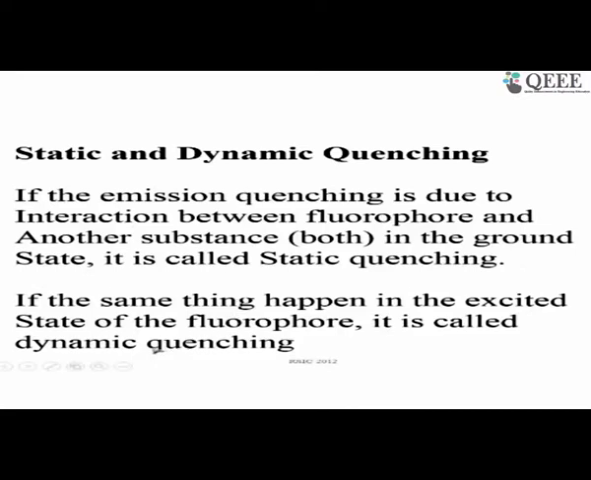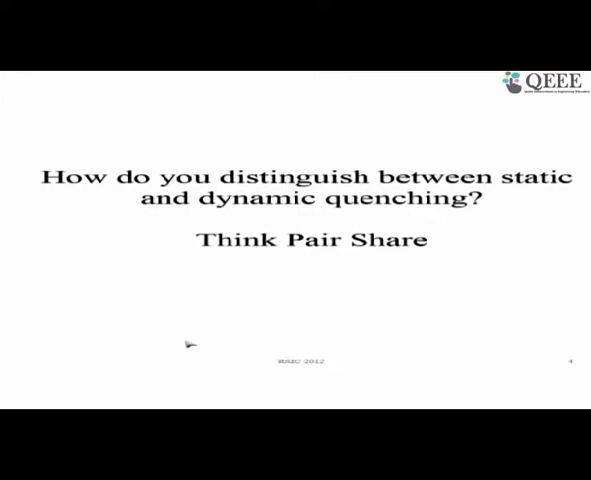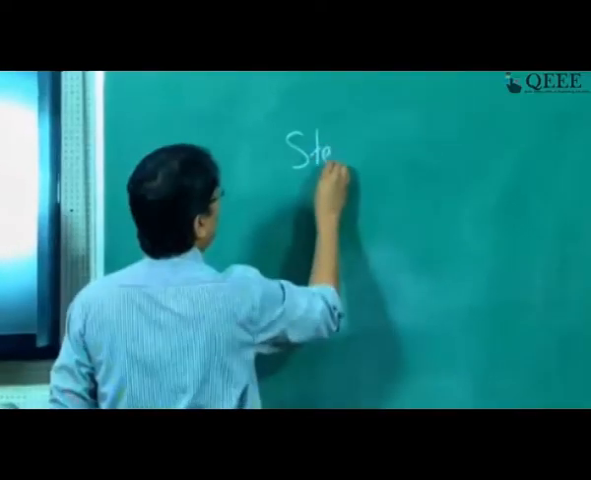And why is it dynamic? Because in most of these dynamic quenching cases, the quencher has to diffuse to the fluorophore. So there is a process of diffusion, that means movement. That's why it is called dynamic in nature. So this question was posed yesterday: how do you distinguish between static and dynamic quenching? One colleague at least said that there is something called a Stern-Volmer analysis through which you can analyze static or dynamic quenching. So we'll just quickly go to the board now and talk about that analysis.